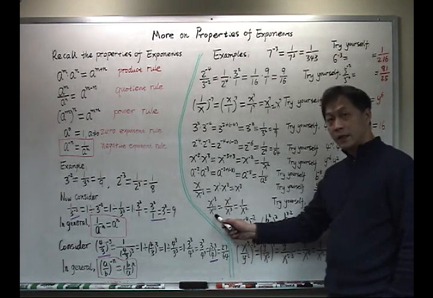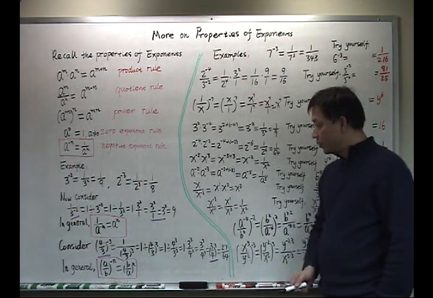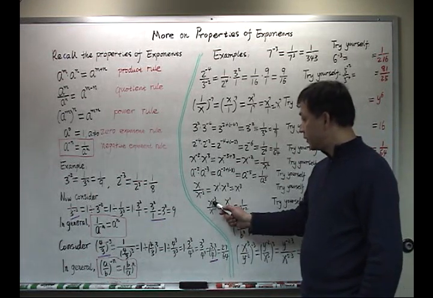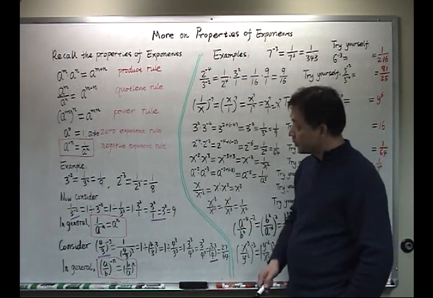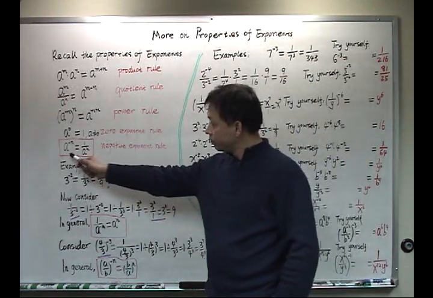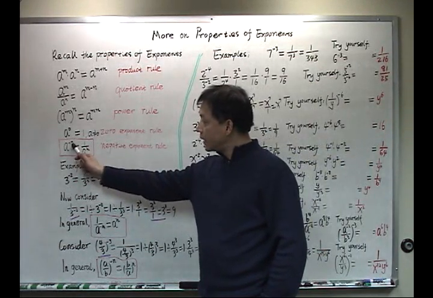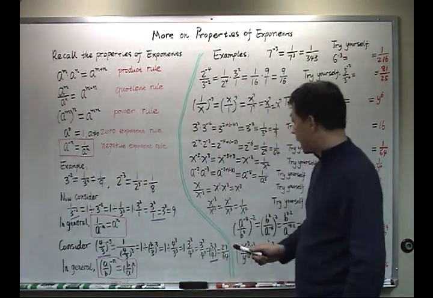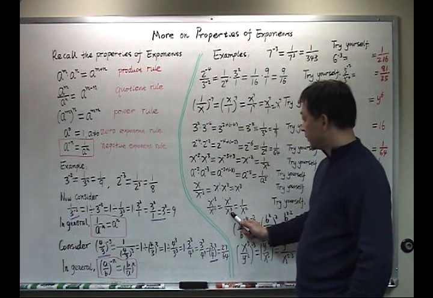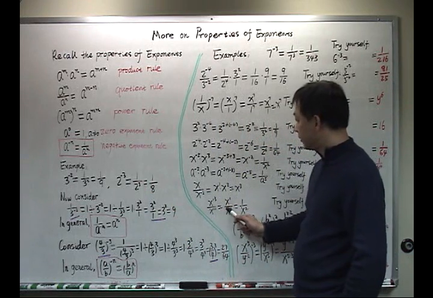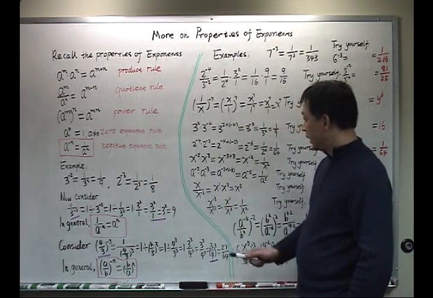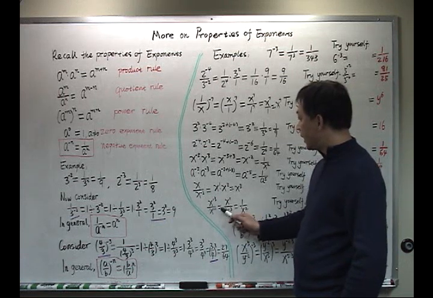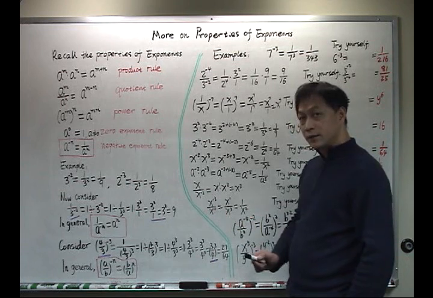Now, look at this one. By this rule, x to the -3 needs to go downstairs. So then you have x cubed. The negative sign disappeared. Okay? And then x to the -1, you move this upstairs and delete the negative sign.